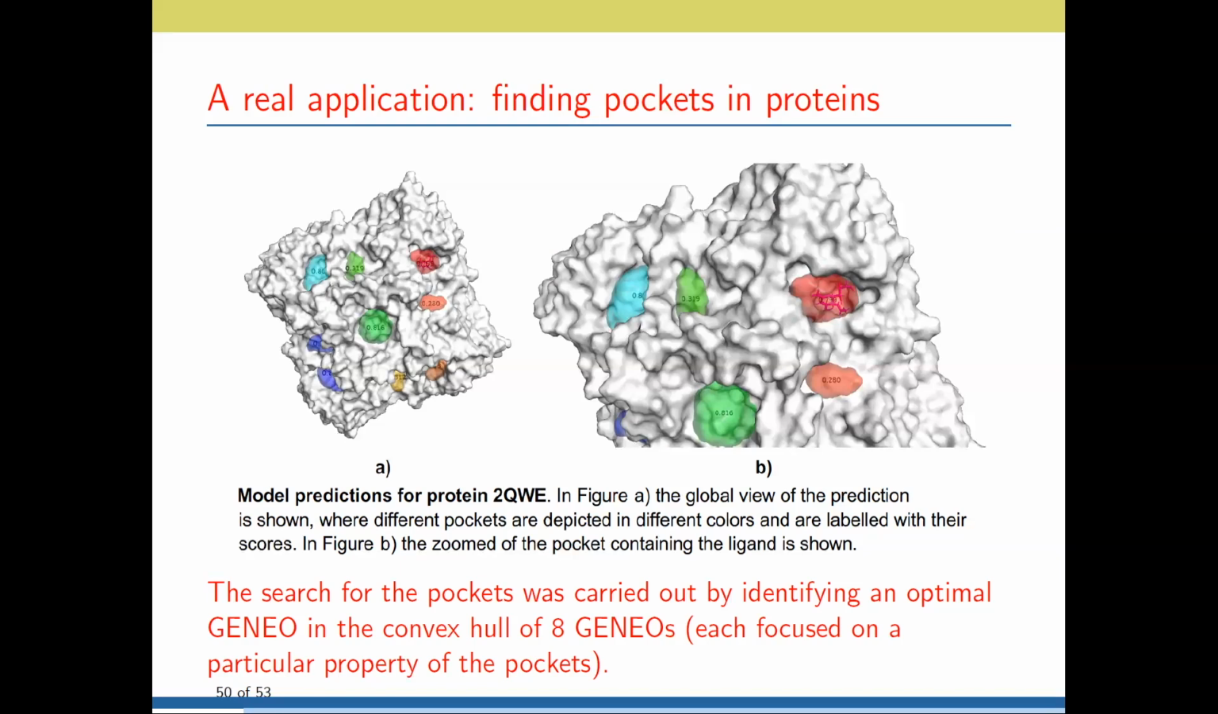Okay. In order to do this, we used 8 different kinds of GENEOs. Each GENEO thinks about a channel of information, and there are GENEOs thinking about the geometry of the protein, other GENEOs thinking about the electrostatic fields of the protein, and so on, for 8 channels. Okay, and we consider the convex combination of these GENEOs, and we optimize the GENEOs in order to have a good localization property with respect to the identification of cavities of pockets.